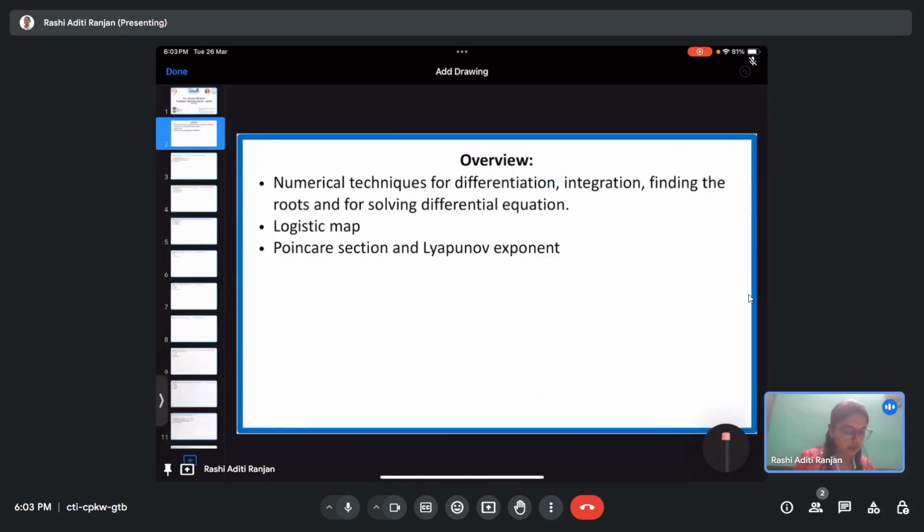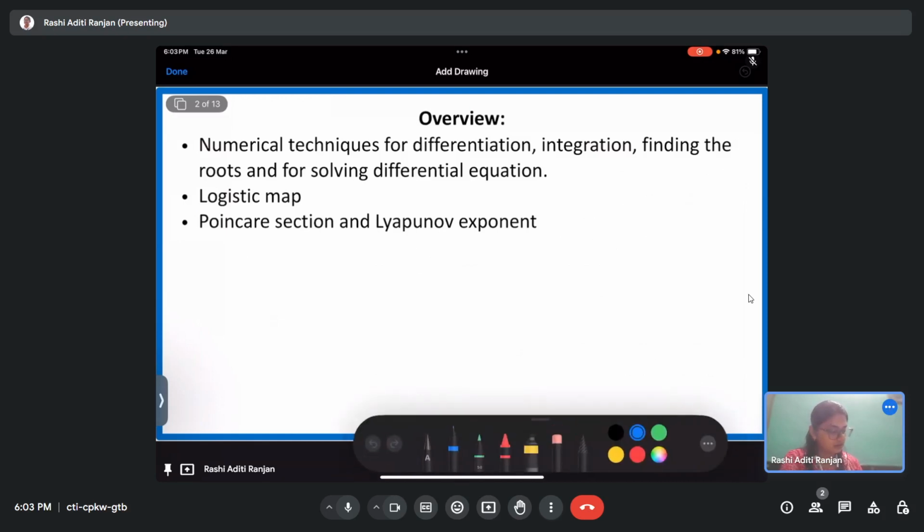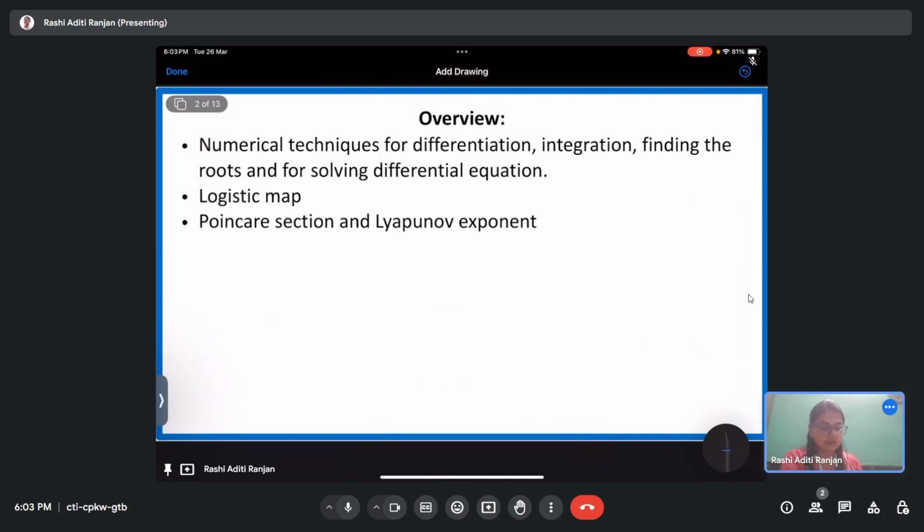So, coming to the overview of the week. This week focused on the numerical techniques that are used to deal with nonlinear equations, which include different numerical techniques for different kinds of operations, like, for example, numerical techniques for differentiation, in order to find the differentiation of a particular function.